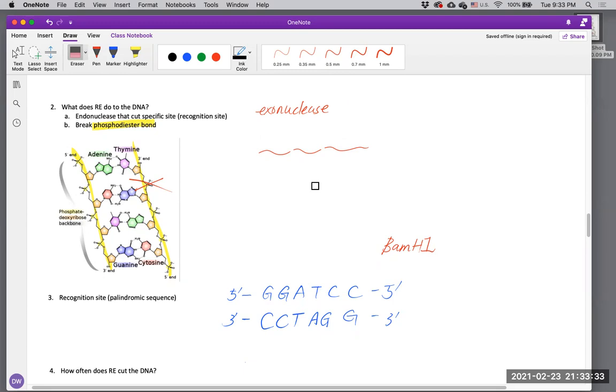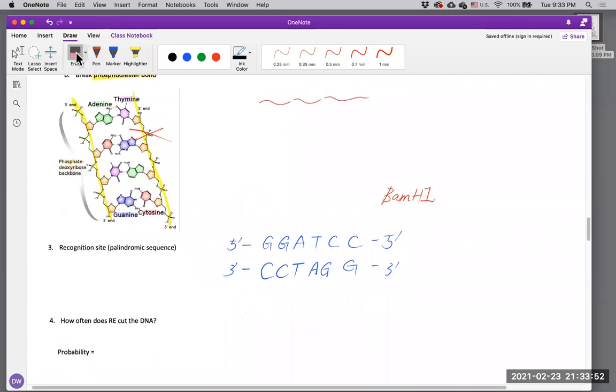So restriction enzyme recognizes specific DNA sequences before it cuts the DNA. This is not a random cut. And that specific sequence is called the recognition site. Sometimes it's also called the restriction site. So here we have an example of the recognition site from an enzyme called BamHI.